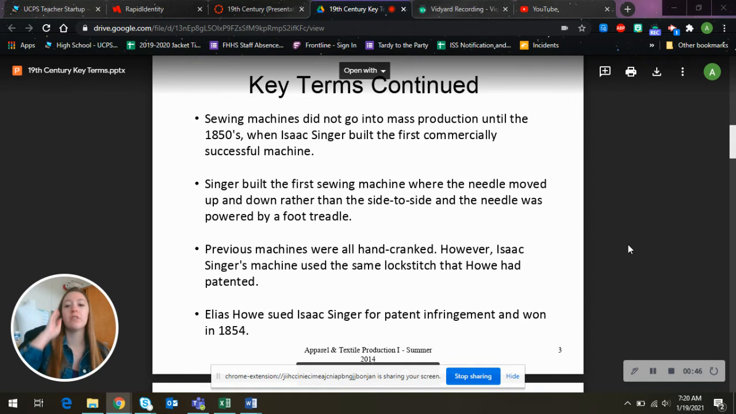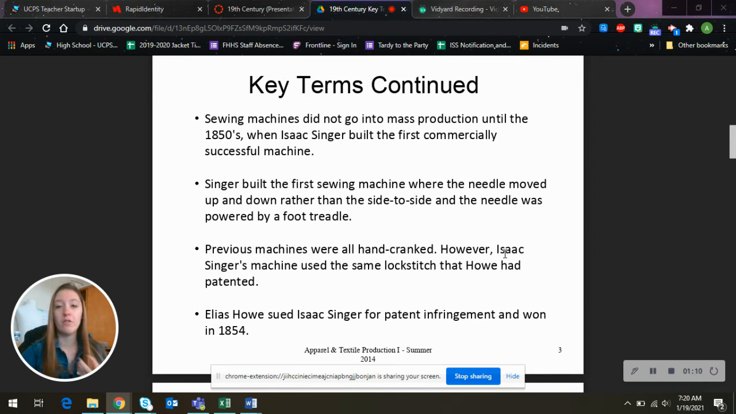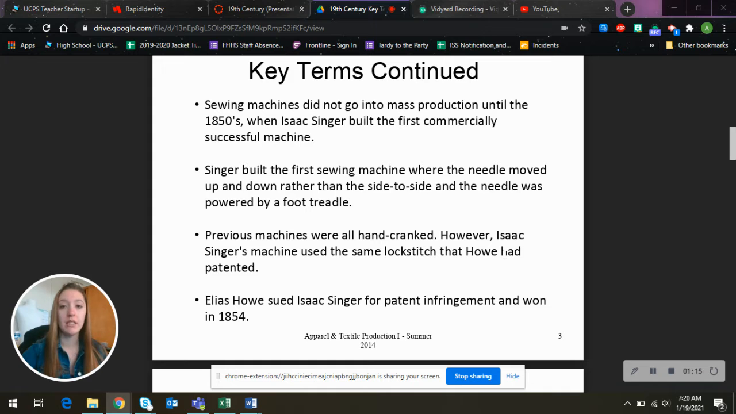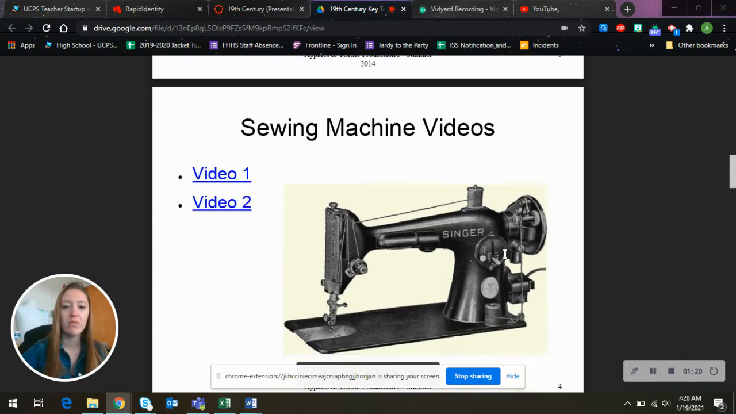And Singer also built the first sewing machine that moved up and down rather than side to side. And the needle was powered by the foot treadle, which is what we use today. Previous machines were all hand cranked, but Isaac Singer's used the same lock stitch as Howe's had patented, so Howe could sue Singer for the patent infringement, and he won in 1854. So they're both still making money off of machines, but well, their families are. But since Singer took that idea from Howe that he had already patented, Howe decided to sue.